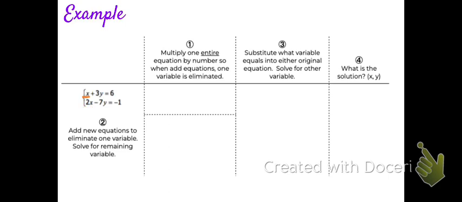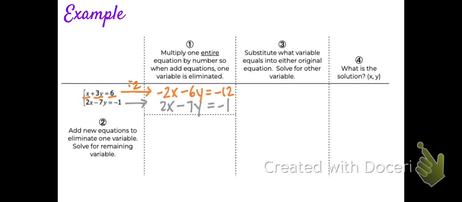So what I need to do is multiply that entire first equation by negative 2. So I just draw myself a line. I'm going to write multiply by negative 2. I'm going to multiply each one. So this is now negative 2x. This multiplied by negative 2 is negative 6y. And this multiplied by negative 2 is negative 12. My second equation, I'm going to leave as it is. So I'm just going to rewrite that.